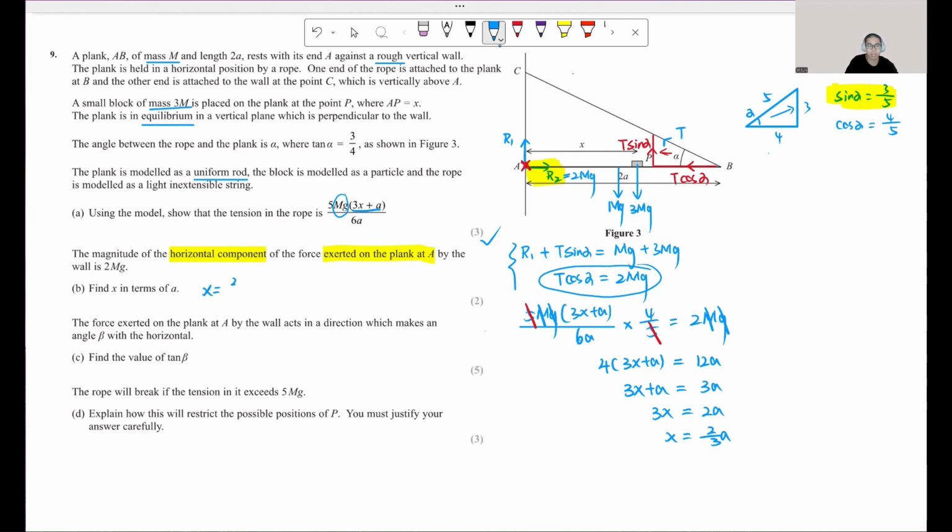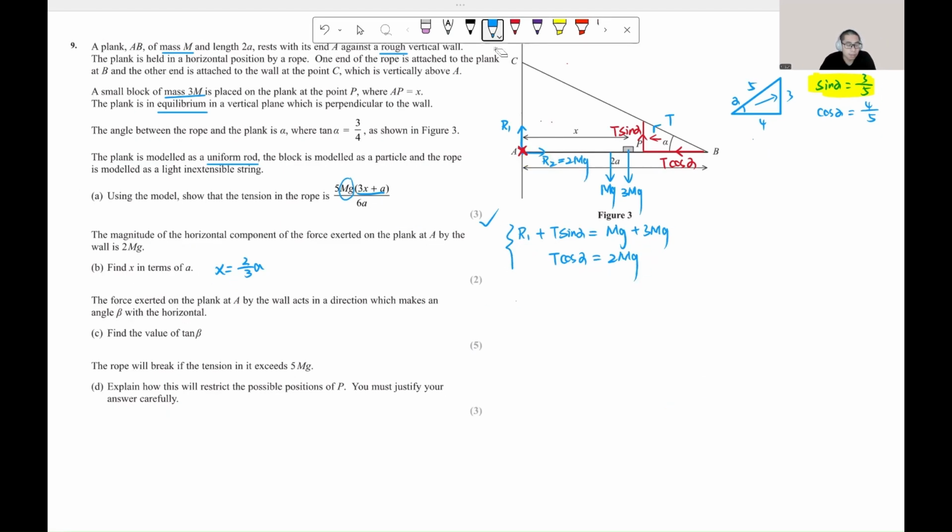So let me just write it here. Later on, we need it later. Let's have a look at part C. The force exerted on the plank at A by the wall acts in the direction which makes an angle beta with the horizontal. So basically what they're talking about is the resultant force of R1 and R2. So R2 is just the horizontal component of the force exerted on the plank at A, and R1 will be the vertical component.